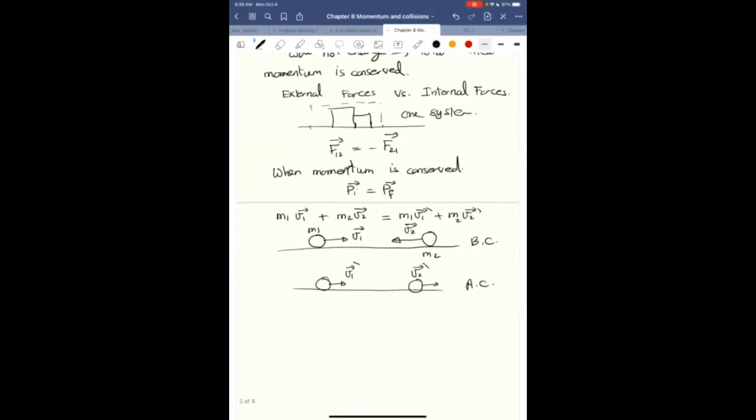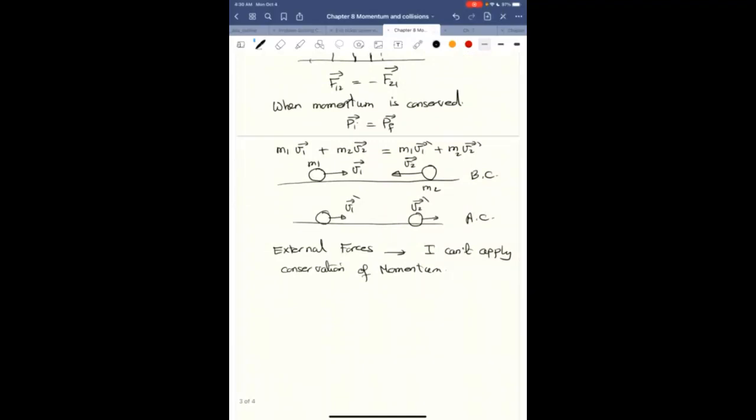Now, if I have, as I said, external forces, that law does not apply, then I can't apply conservation of momentum. Now I'm going to show you how we are going to deal with situations when the external forces are not zero.